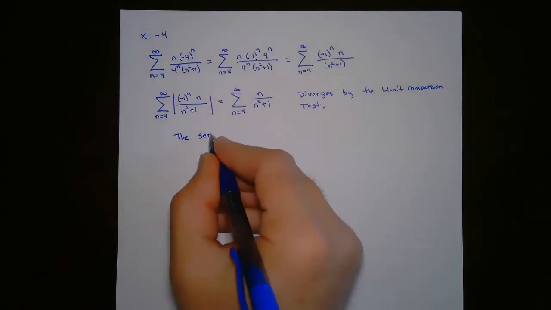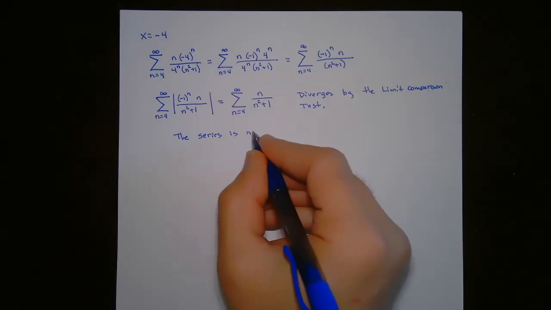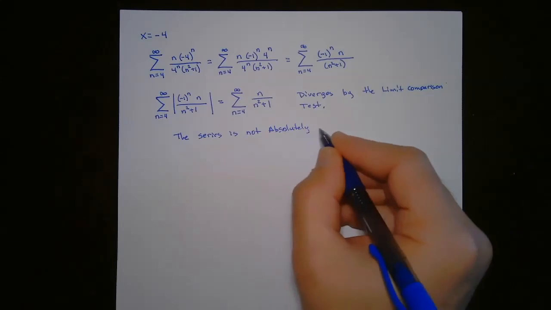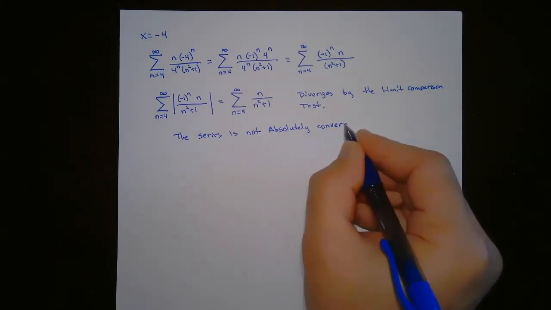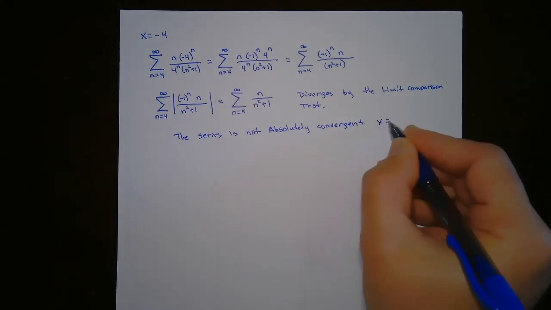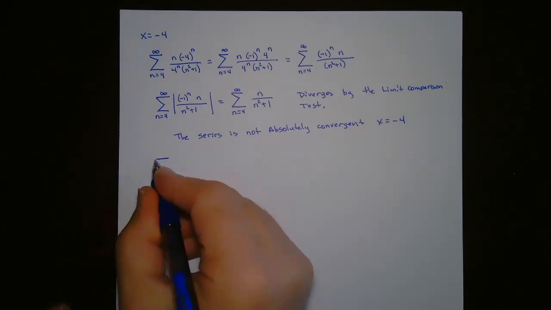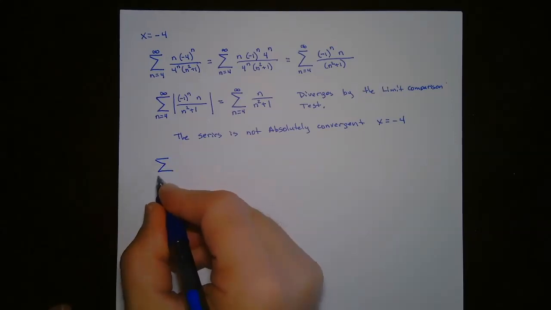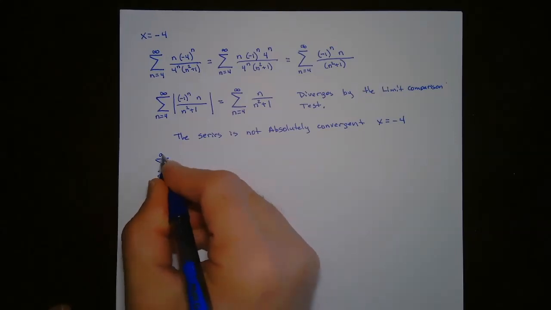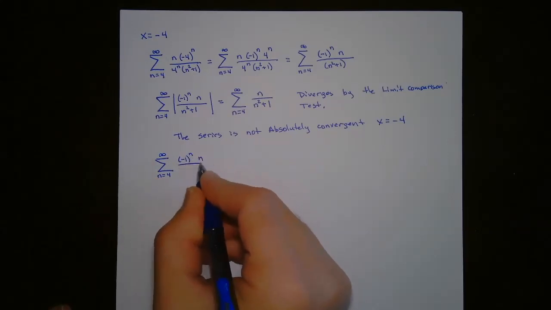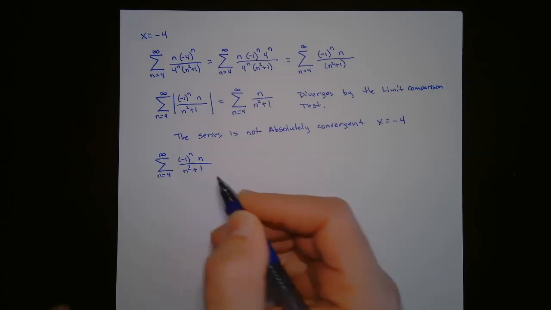So the series is not absolutely convergent at x equals -4, but it could still be conditionally convergent. Okay. So now we have to go and check the conditional convergence of it. So we have the sum from n equals 4 to infinity of (-1)^n times n over n squared plus 1.